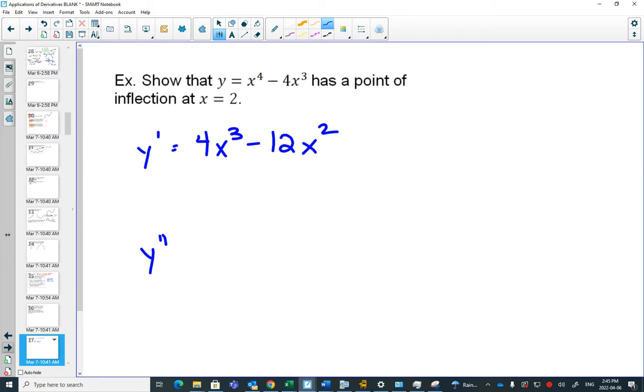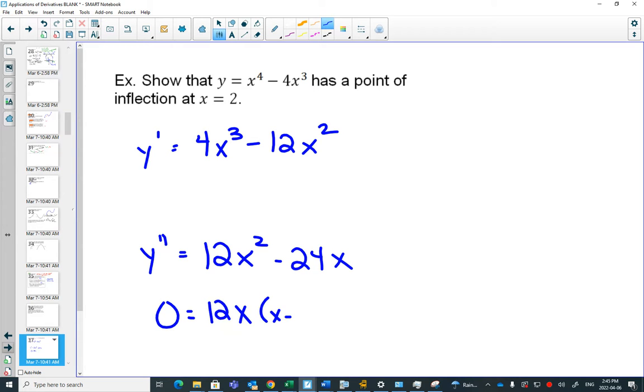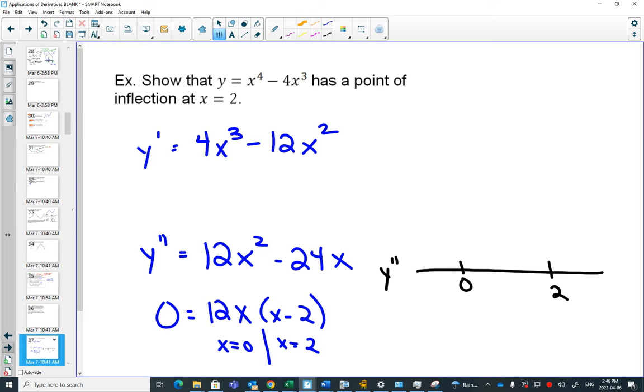So the second derivative would be 12x squared minus 24x. Set that equal to 0, and you would factor out a 12x, leaving you with x minus 2. So solving that, you get x equals 0 and x equals 2. Draw your number line. Label that number line y double prime. Put 0 and 2 on that number line.